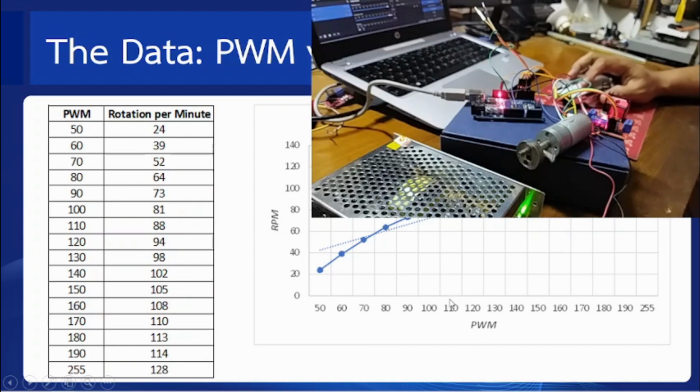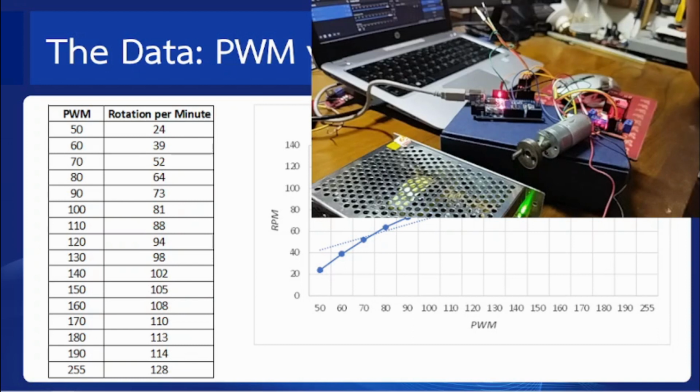Well, if we want to set our RPM at about 115, we can make a horizontal line until it intersects the trend line here, and then we can find the suitable PWM. So this is the purpose of this graph.